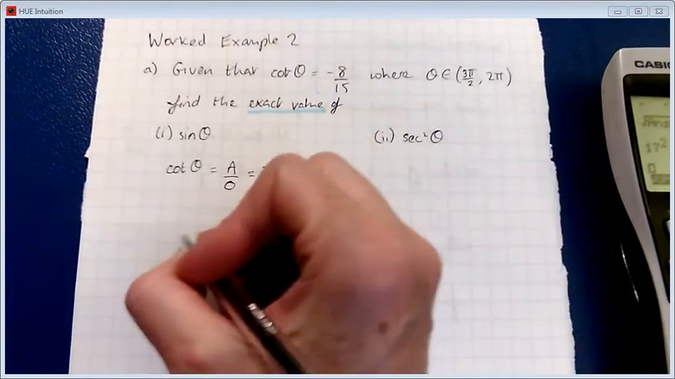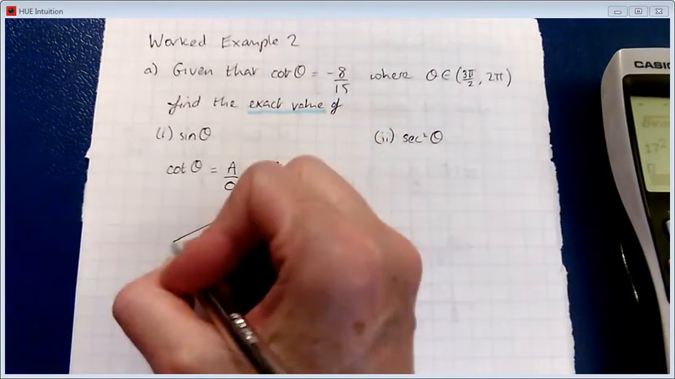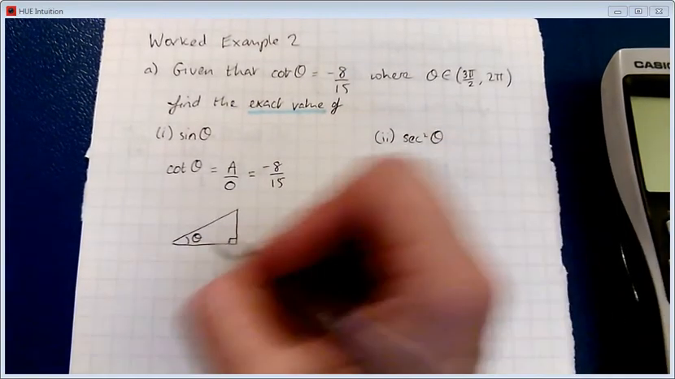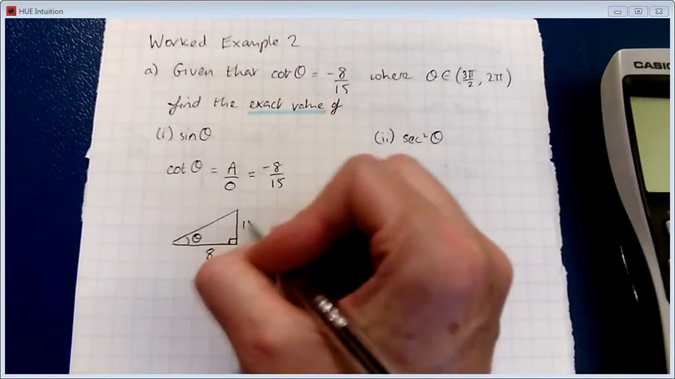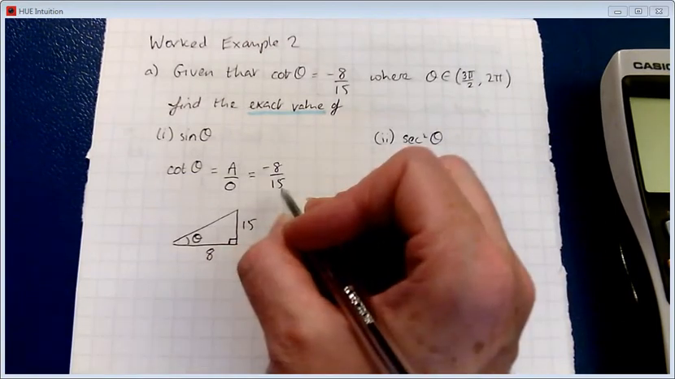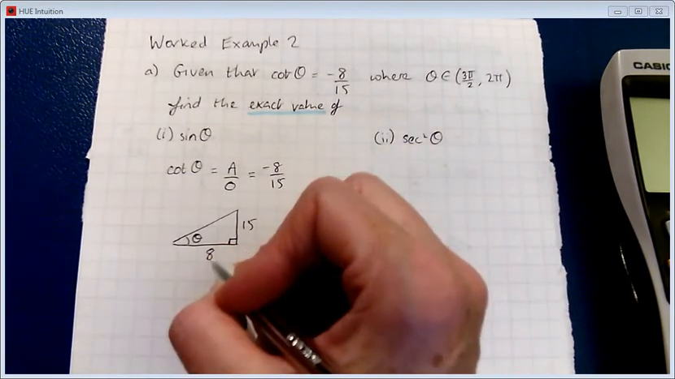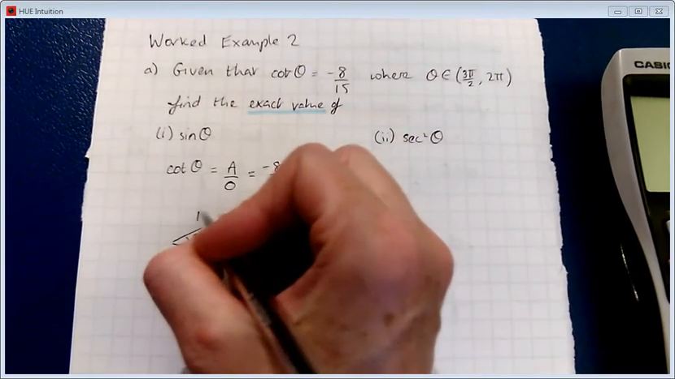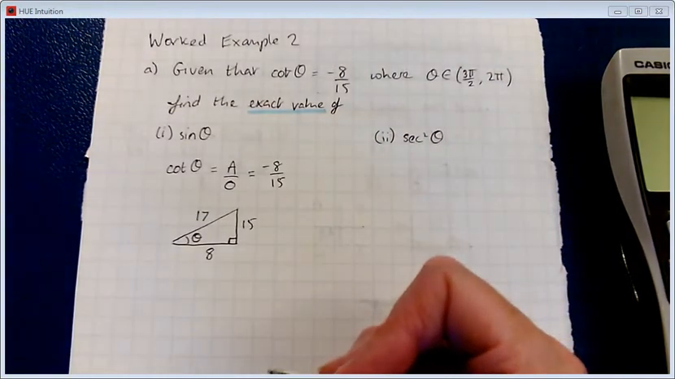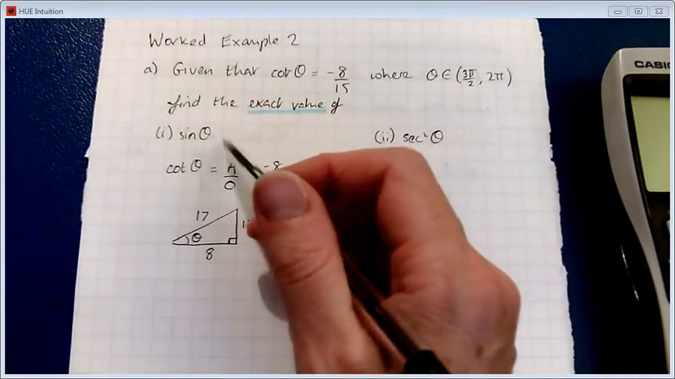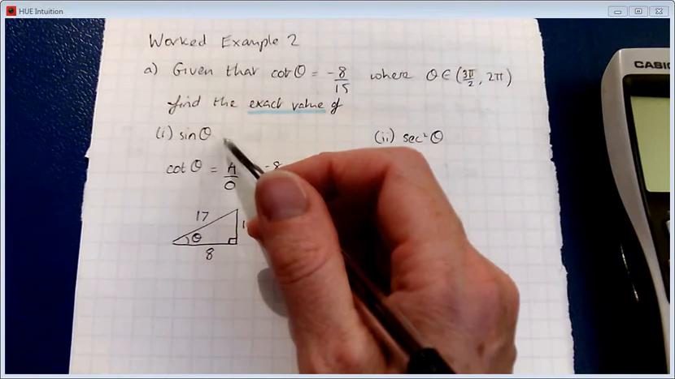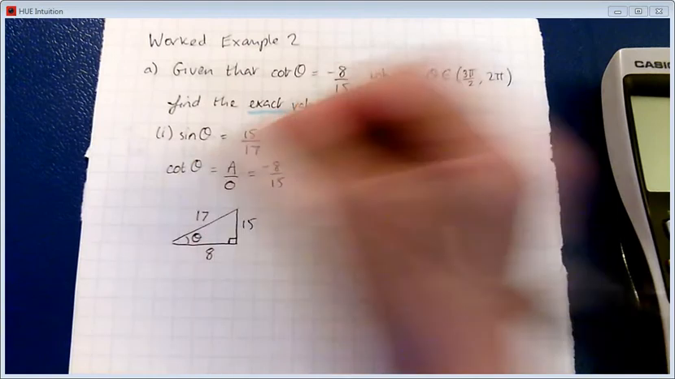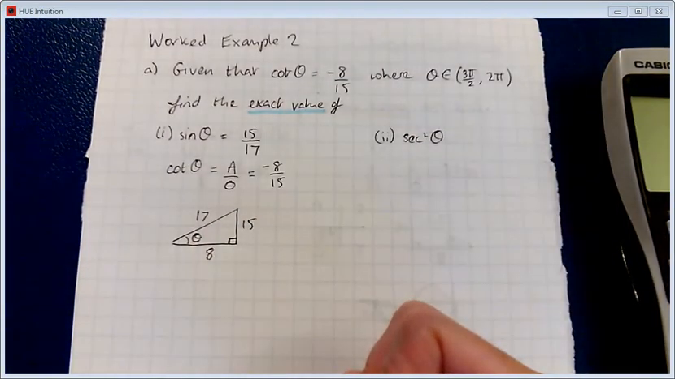I can use that information to draw a little triangle. I'm going to pick an angle in the corner there. And so my adjacent side will be here and my opposite side will be there. I'm ignoring the sign at the moment. We'll deal with that after. So now if I do 8 squared plus 15 squared, that gives me 17 squared, so we get 17 on this side. So now I know the size of sine theta, because that's opposite over hypotenuse, 15/17, but I don't know if I should have a positive or negative value.